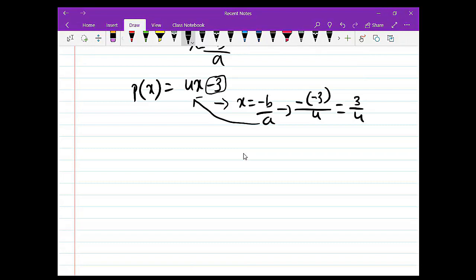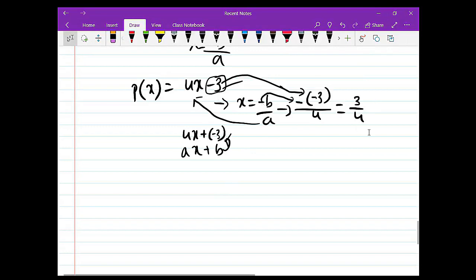Why have we taken minus 3 as direct b? Because it is in the form of 4x plus minus 3, like that. This is ax plus b, and the b value is completely minus 3. That's why we take minus, as the formula is minus b by a. Minus is kept as it is, then the b value is completely minus 3. That is minus into minus 3 upon 4 equal to 3 by 4. That is the zero of the polynomial.